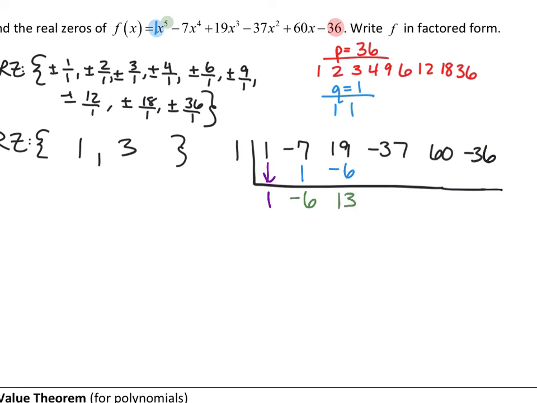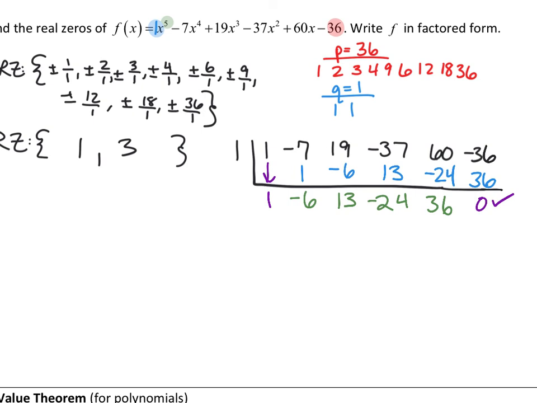That's not how you add those two numbers. Multiply, add, multiply, add, multiply, and add. We should get a remainder of 0 because we knew that these were going to be factors. You proved that from the rational zeros.